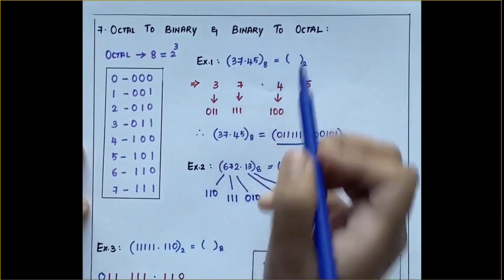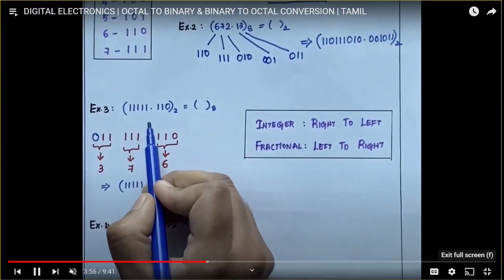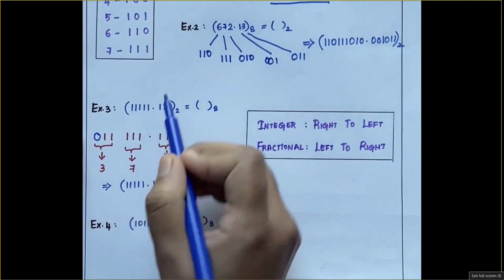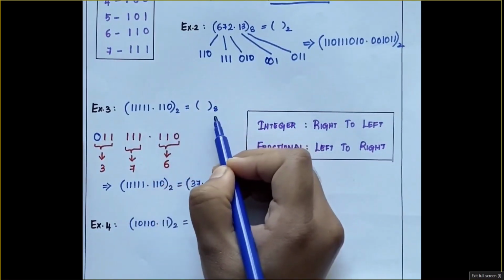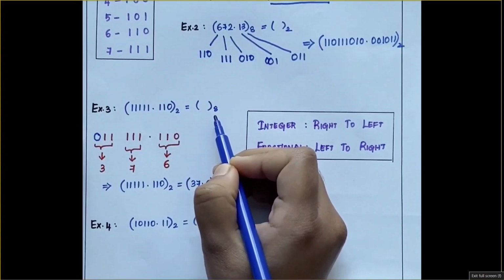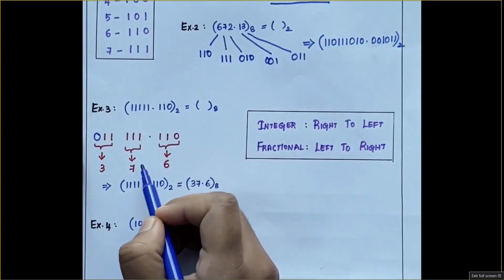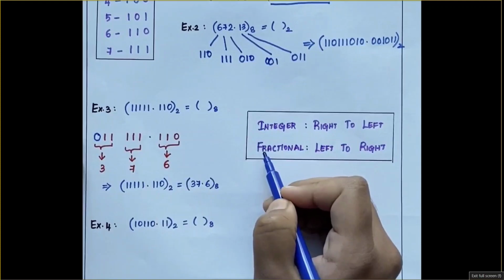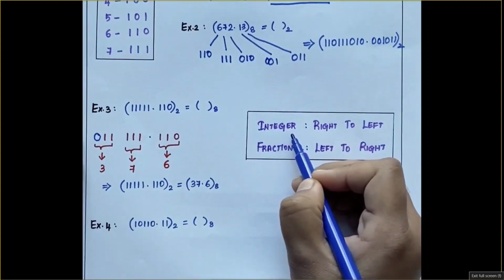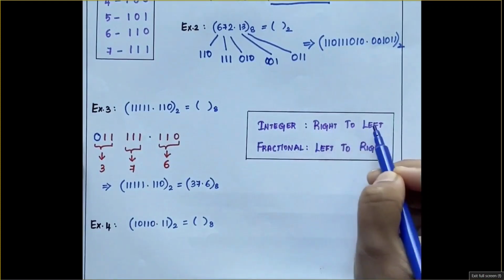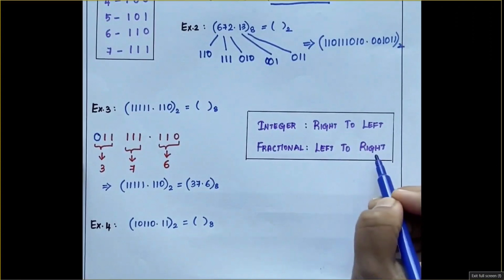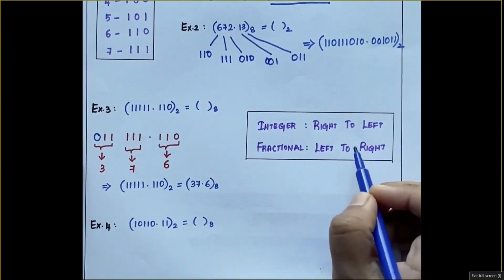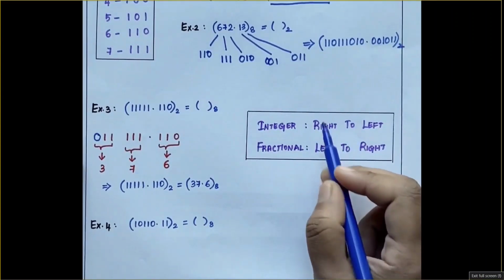Now let us see the binary to octal conversion. Given is a binary number, and we have to convert this binary number into its equivalent octal number, which is to the base 8. For converting a binary to octal number, we have to follow a small rule. That is, for the integer part, we have to move from right to left in 3 bits, and for the fraction part we have to move from left to right for 3 corresponding bits. So these are the rules to be followed.